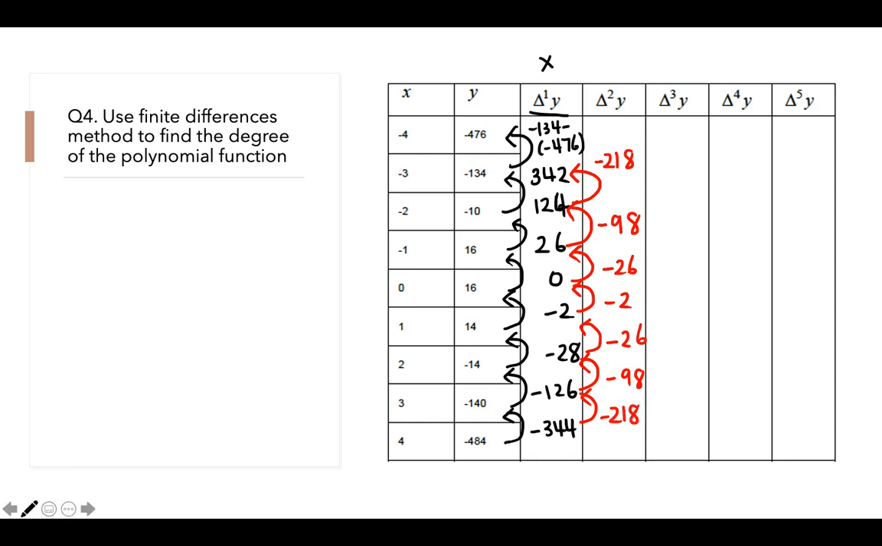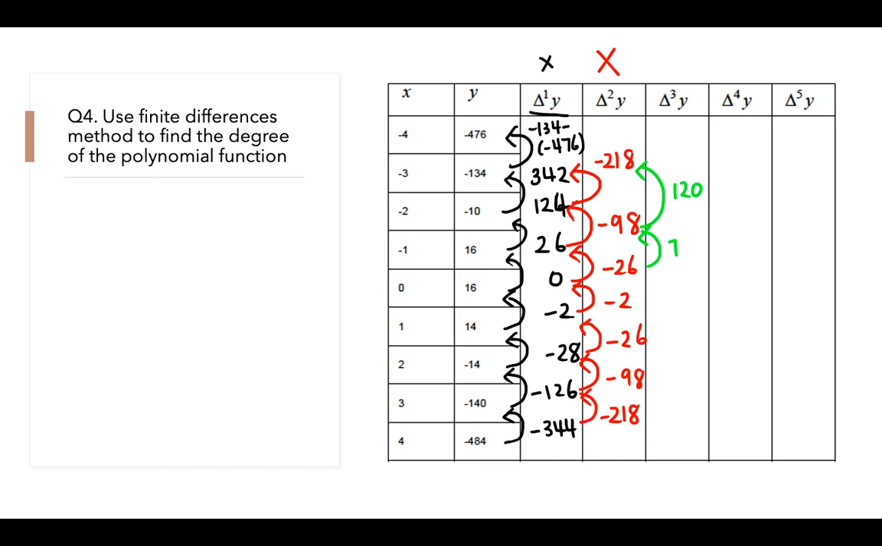Again, what do you notice? Are the differences constant? No. So we can conclude that it's not a quadratic function, which is a degree of 2. We're going to go ahead and find the third differences using the second differences. Same thing: negative 98 minus negative 218 will give me 120.